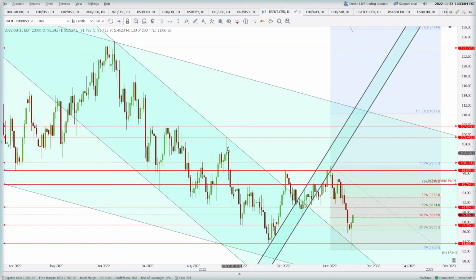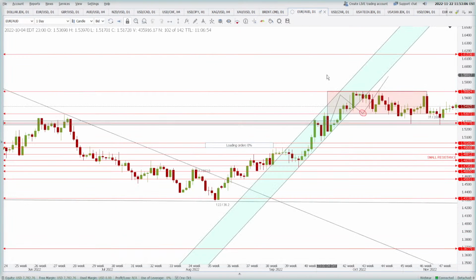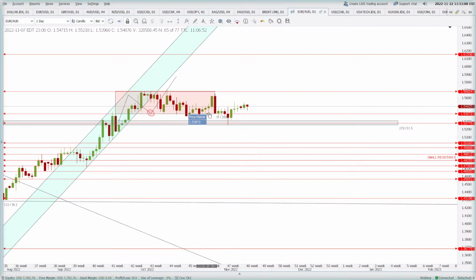All right, euro versus Australian dollar. Well, we are, what is this, what happened, why?